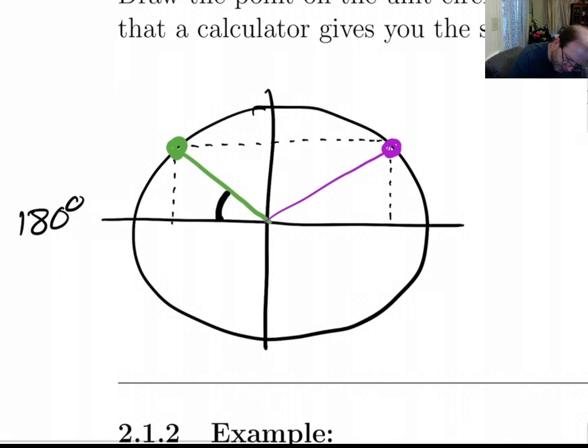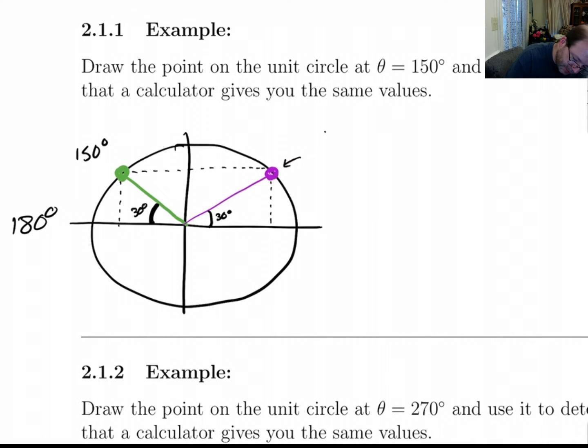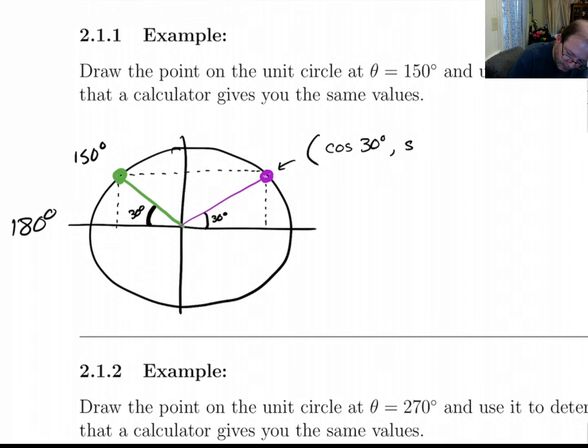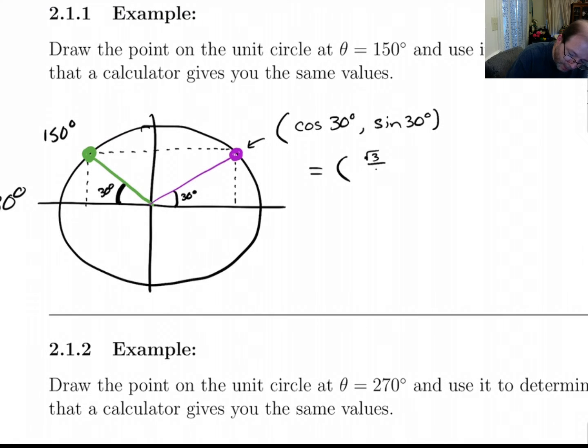This little angle inside of here is, let's see, that's 150 degrees, this is 180, so this is 30 degrees in between. If you come over here and look at this, this is also 30 degrees. And so what we know up here is, remember, it's cosine theta. So this point, the cosine of 30 degrees is root 3 over 2, and the sine of 30 is 1/2.